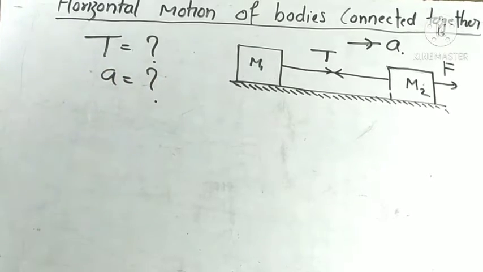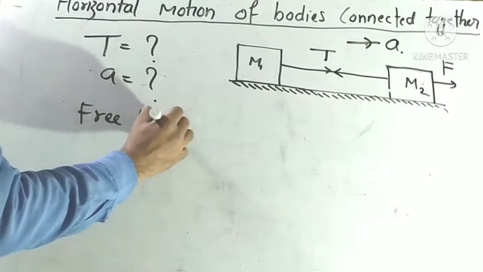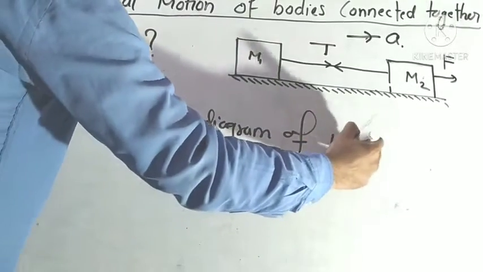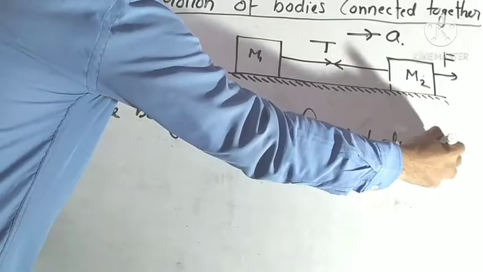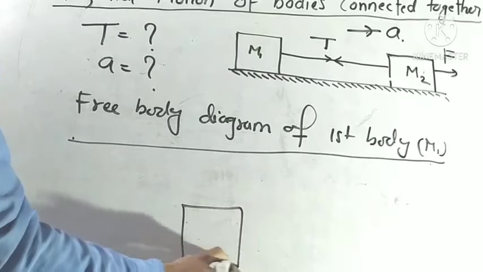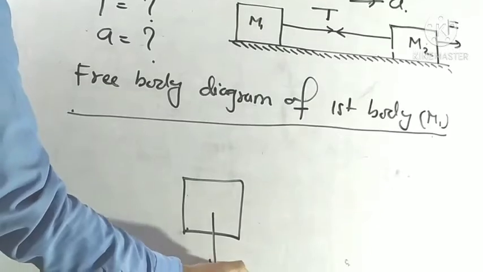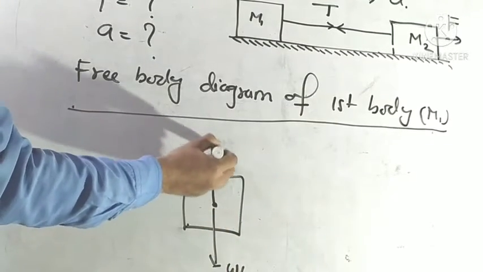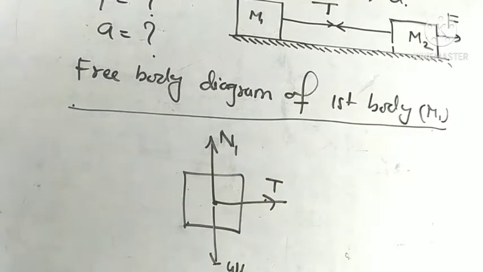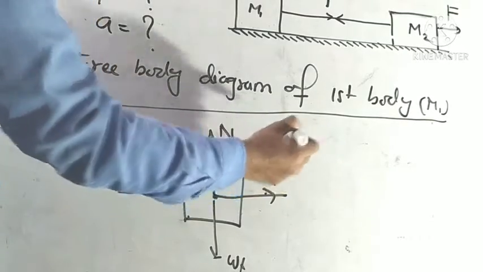Here we discuss the free body diagram of the first body, having mass m1. How many forces are working on this body? There are three forces: weight of this body working in the downward direction, normal force working in the upward direction, and tension T in the string. This body moves right hand side with acceleration a.